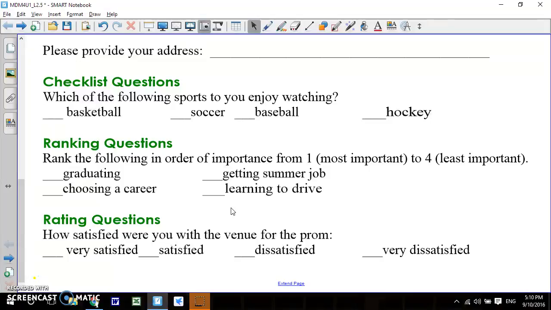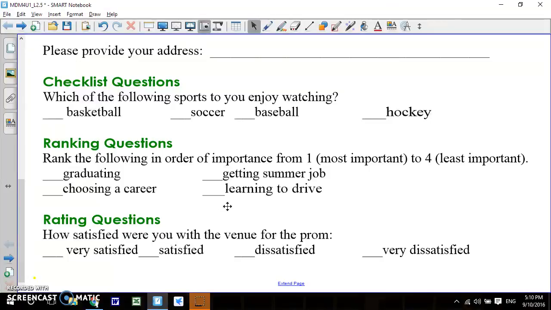So for example, which of the following sports do you enjoy watching? Sorry for the typo. So basketball, soccer, baseball, hockey, and if you like more than one of these sports, you can just check off more than one. And then ranking questions are the ones that give you some choices, and you have to rank them in a certain order. So ordering is involved in ranking questions. So rank the following in order of importance from 1 as most important to 4 less important: graduating, choosing career, getting summer job, and learning to drive. So this is an example of a ranking question.